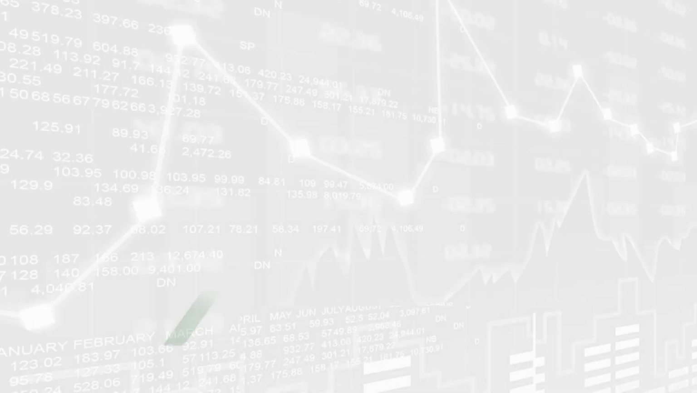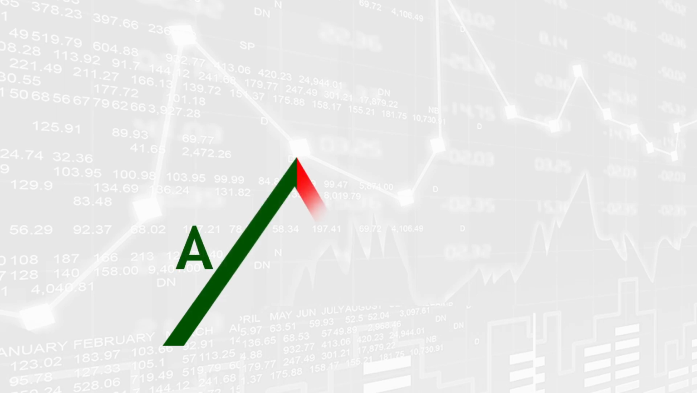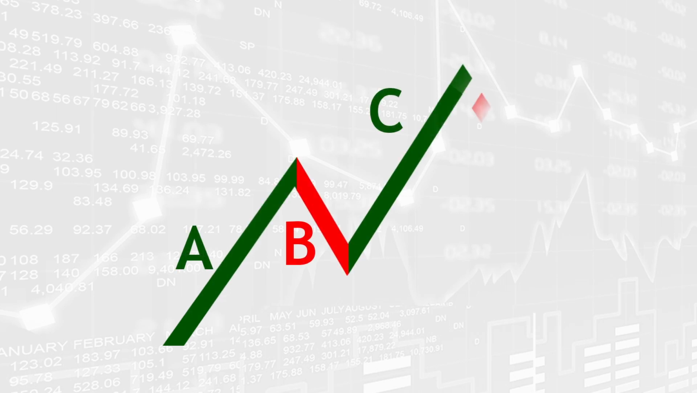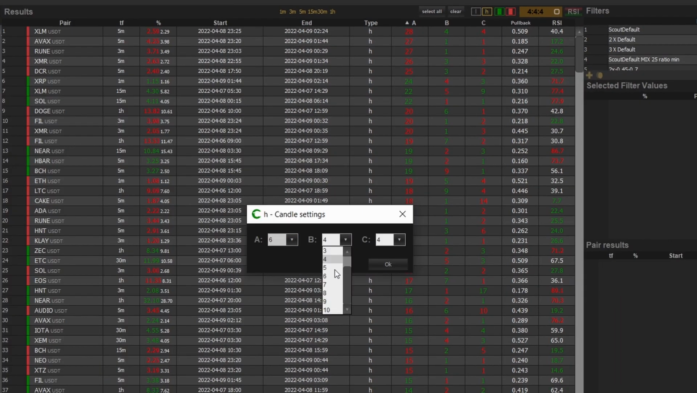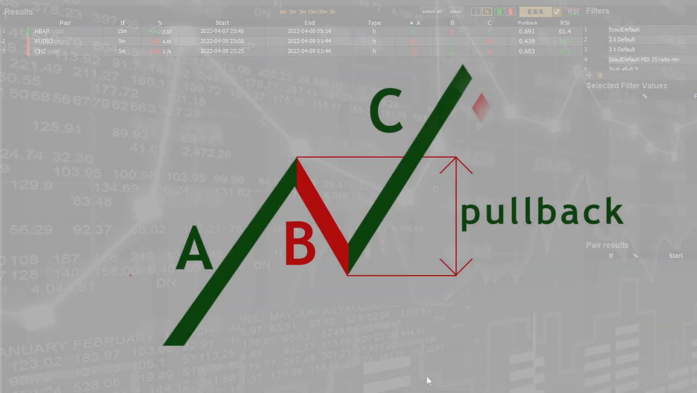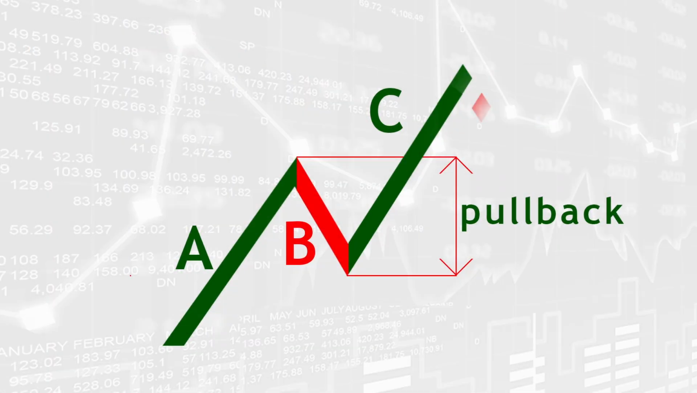The first row of candles is called segment A, the second segment B, and the third is segment C. The power of the pattern is reflected in the number of candles. The more candles in each segment, the stronger the ABCD pattern. In the B segment, the price is moving in the opposite direction from the current trend.